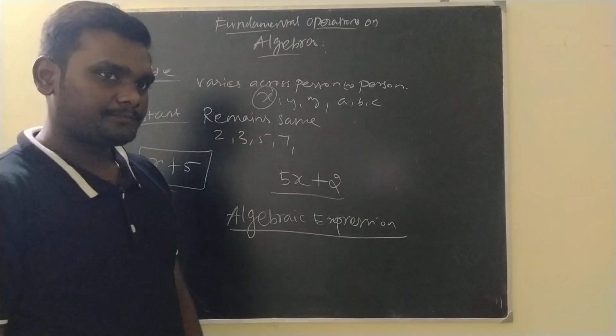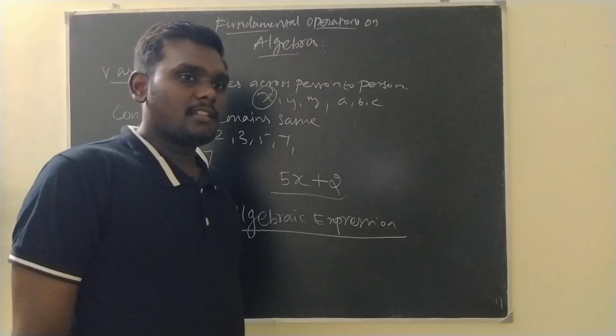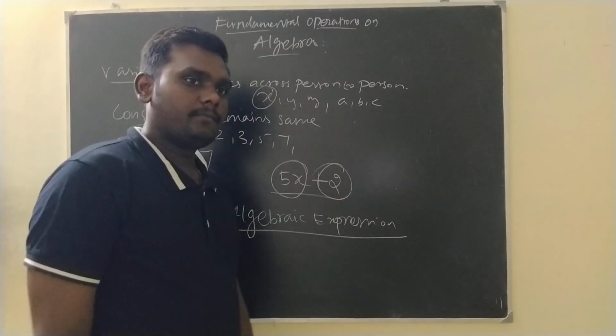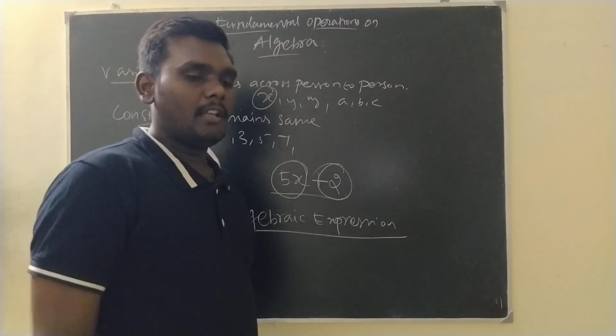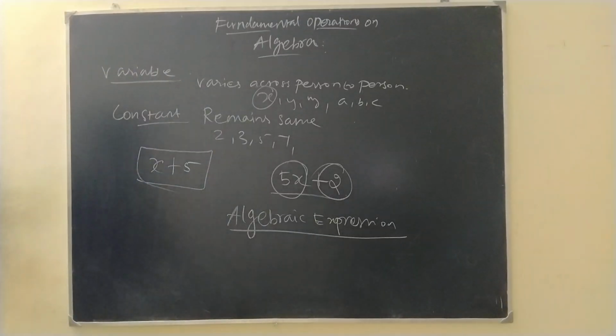In this expression, see, we call it a term. It is a combination of variable and constant. So here we have two terms. Also, we classify this based on number of terms. We classify this based on how many number of terms it has.